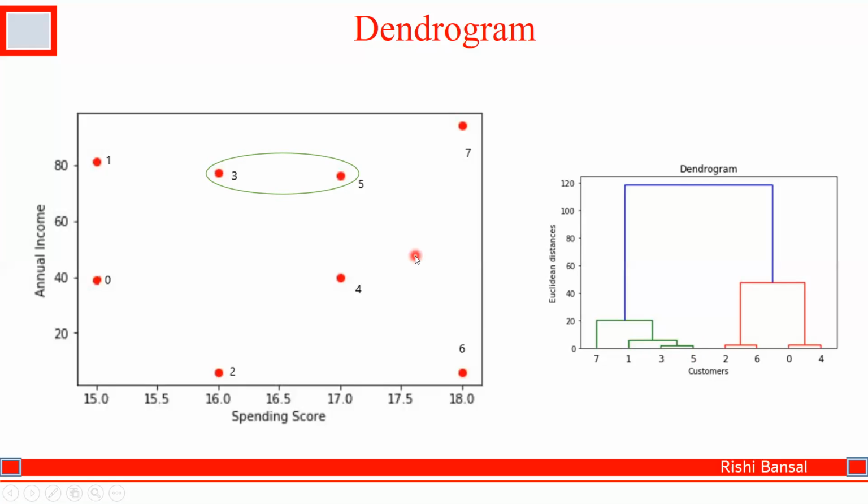Now second, 2 and 6 are combined here, again based on Euclidean distance. You can see the distance is a little bit more than for 3 and 5. After this, 0 and 4 are combined. So just forget all the other lines. Till now, 3 clusters are formed: 3 and 5 are combined, 2 and 6 are combined, 0 and 4 are combined.